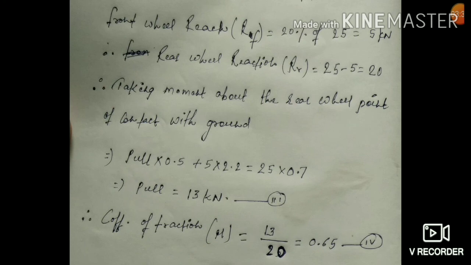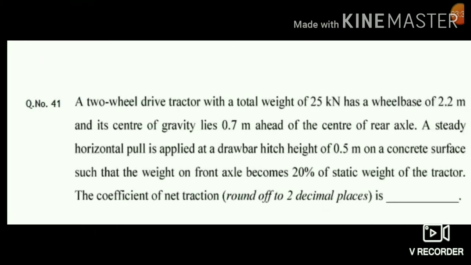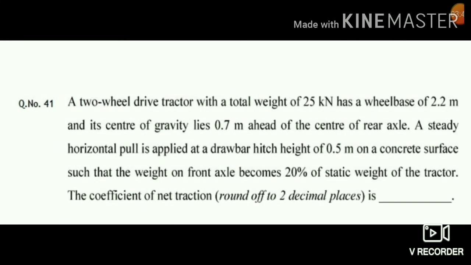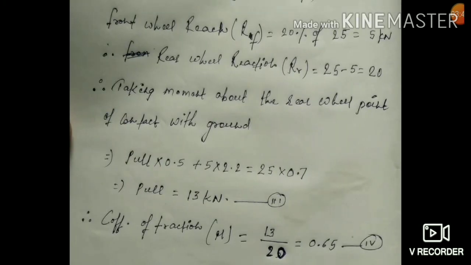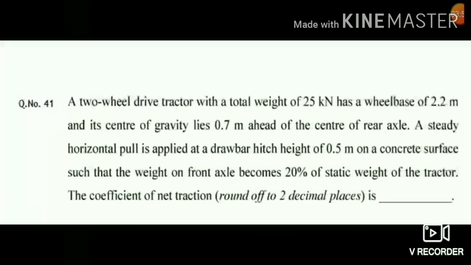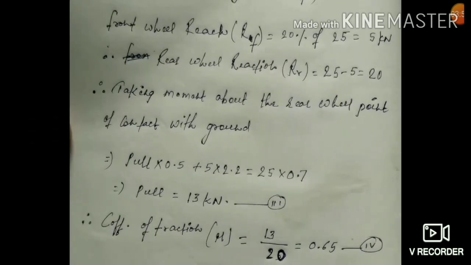Here see friends, it is given that the drawbar hitch point is 0.5 meter above the concrete surface. So pull into 0.5 plus 5 into 5 is the RR value. 5 is the RF value, means front wheel reaction value. 5 into 2.2. Here see that 2.2 is the wheelbase, is equal to 25 into 0.7.